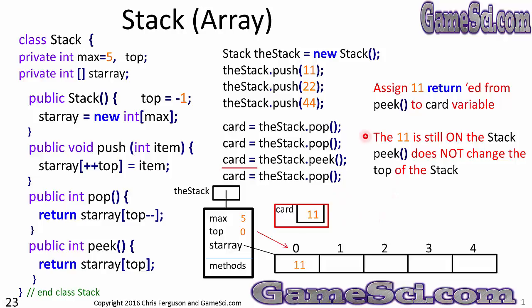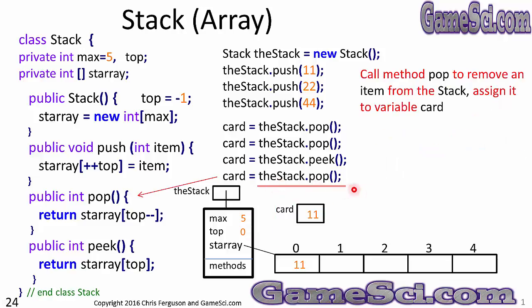The 11, however, is still on top of the stack. Peek does not change the top of the stack. We looked at the top of the stack and got its value, but we did not remove the item from the top of the stack. That is the definition of peek. Tell me what's on top, but do not remove it from the stack.